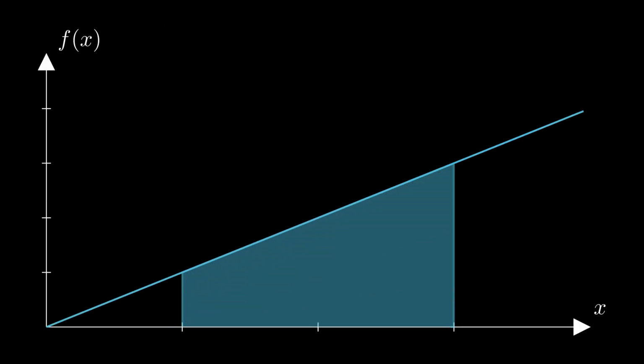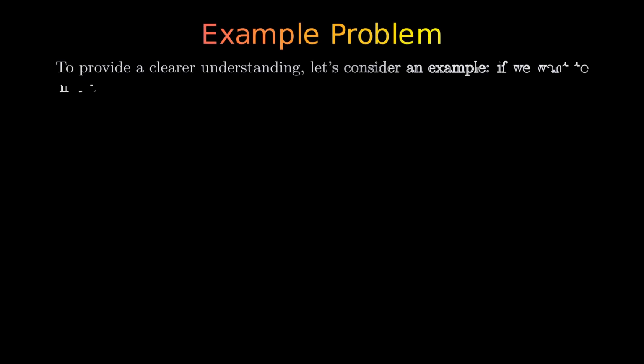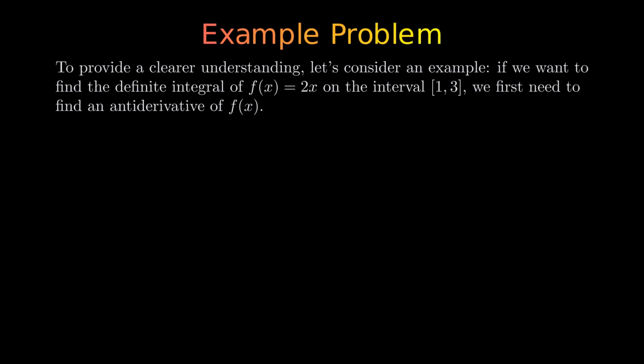To solidify our understanding, let's explore an example problem. If we aim to find the definite integral of f on the interval [a, b], the first step is to determine an antiderivative of f. Upon finding the antiderivative, we can apply the Fundamental Theorem of Calculus Part 1 to derive the value of the definite integral over the given interval.